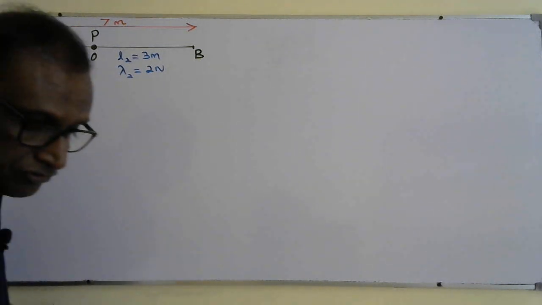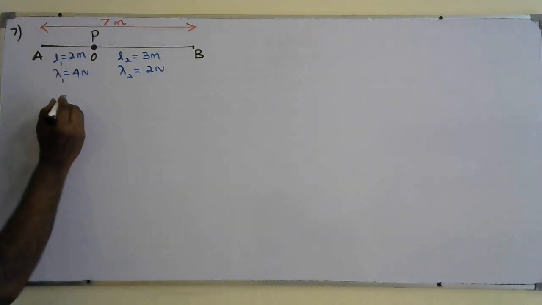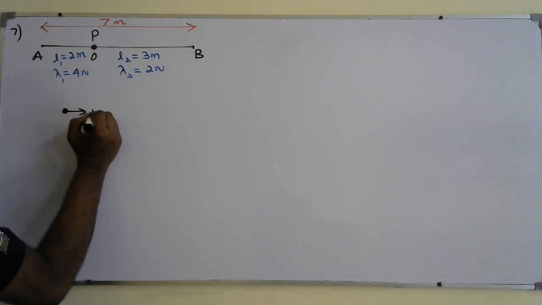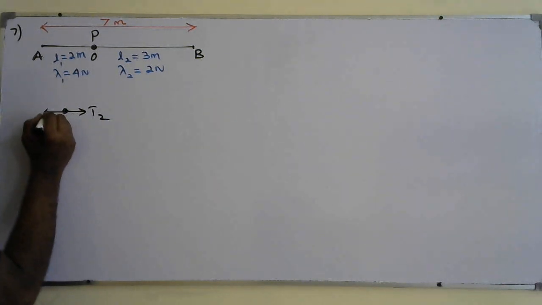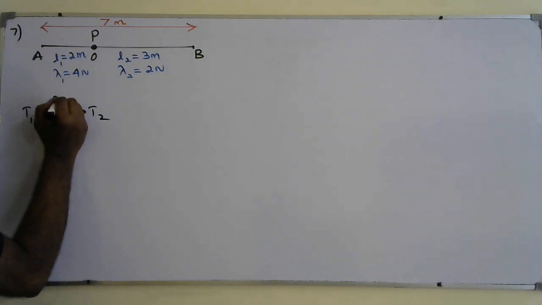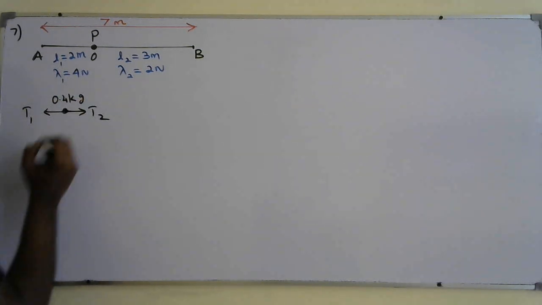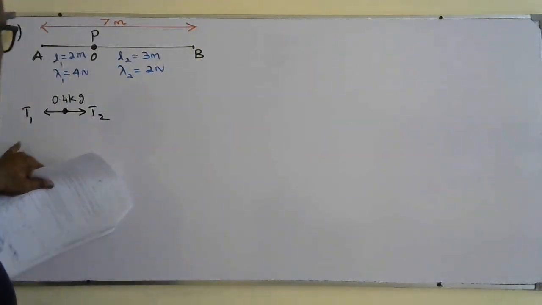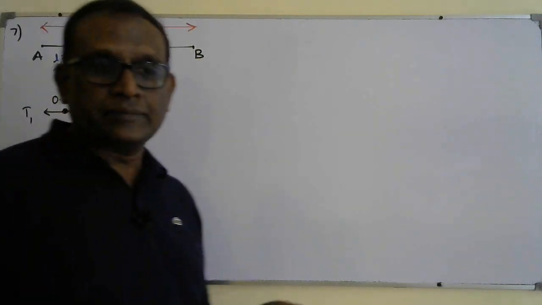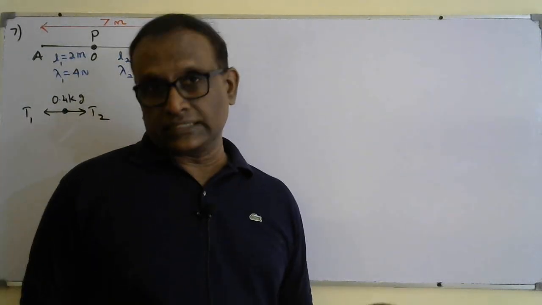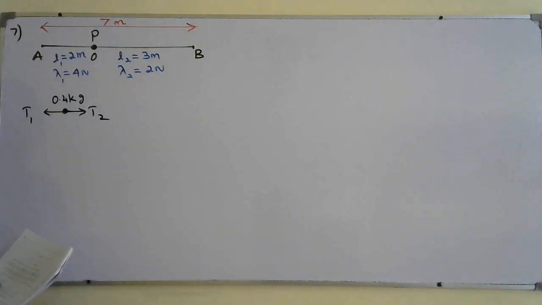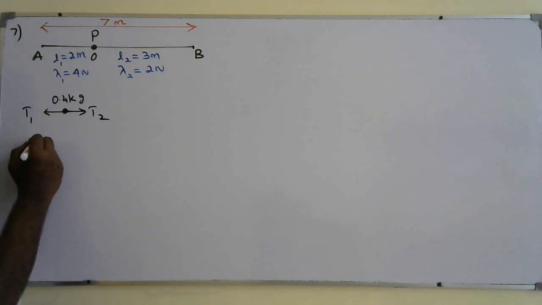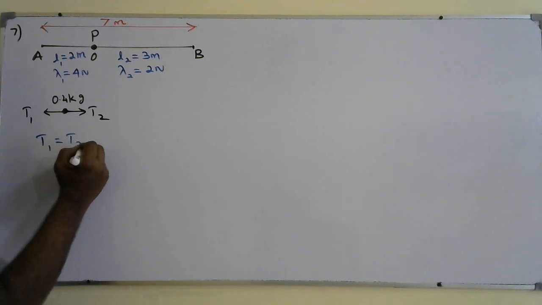So if I think about the forces acting on the particle, the particle P is at rest. So there will be tension towards right T2, towards left T1. It's at rest. So T1 and T2 are balancing each other because it's at rest at O. So the resultant force is 0. Since it is at rest, T1 must be equal to T2.